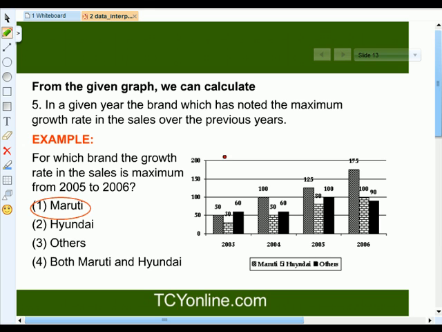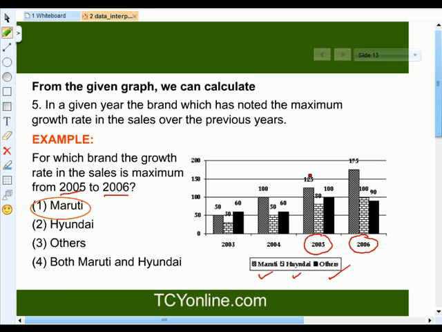Now let's look at the last but not the least: for which brand is the growth rate in sales maximum from 2005 to 2006? We have done the same question using the two variable graph, but now we have to answer this question based upon this bar chart. So for this, simply we will look at the 2005 year and 2006 year. And now we will study the sales of each of these, that is Maruti, Hyundai and others, in these two years.